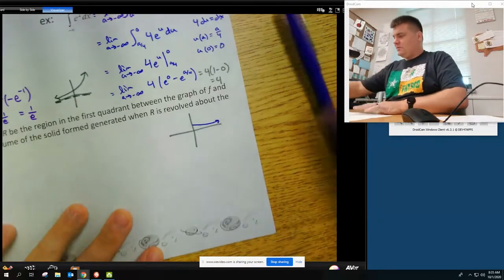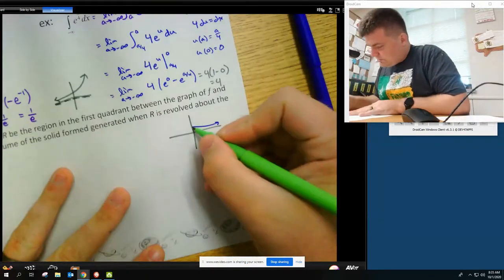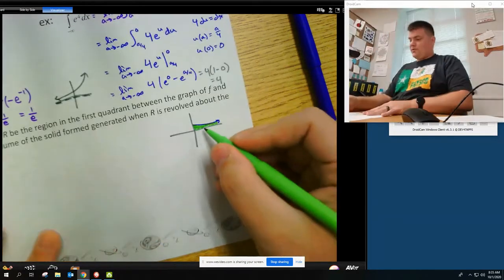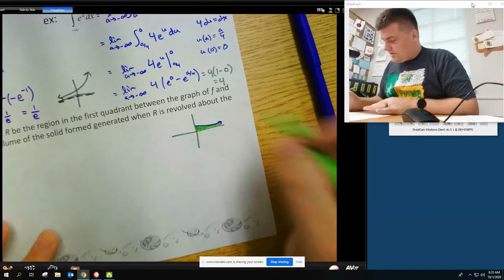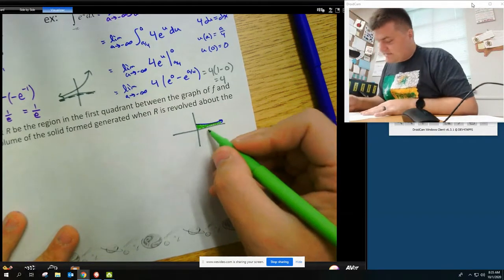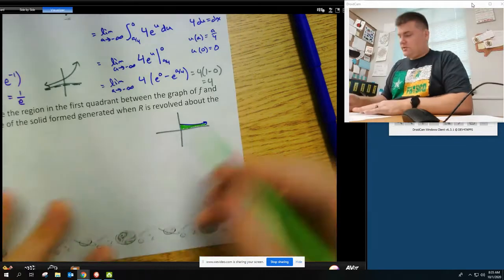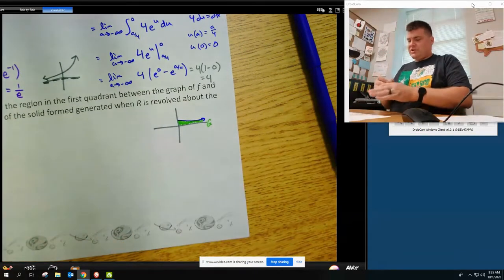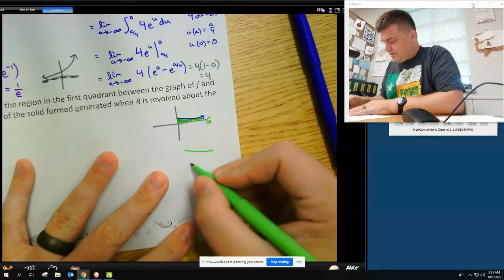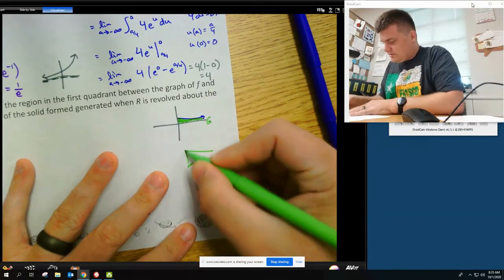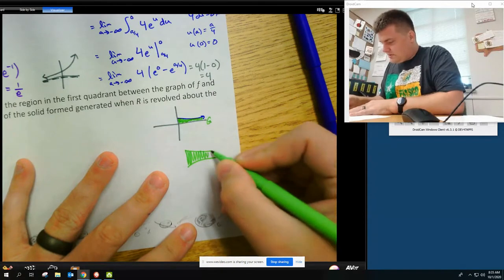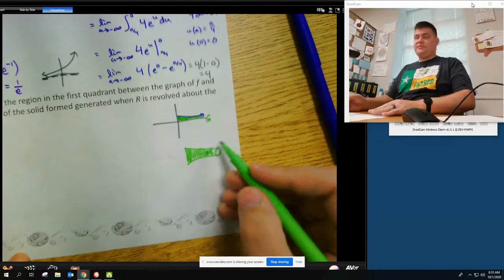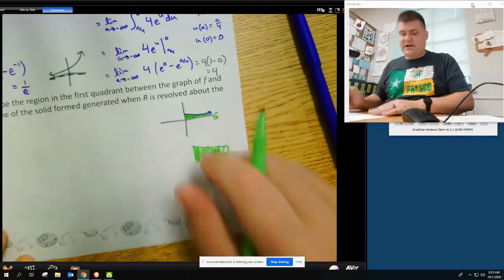And I'm going to take all of this green area, and I'm going to revolve it around the x-axis, okay? So it's going to be generated, and it's going to make a shape that's going to end up looking like something like this. Pretend this is 3D. Just do your best 3D pretending. Okay, so this is a 3D figure that just got rotated around.